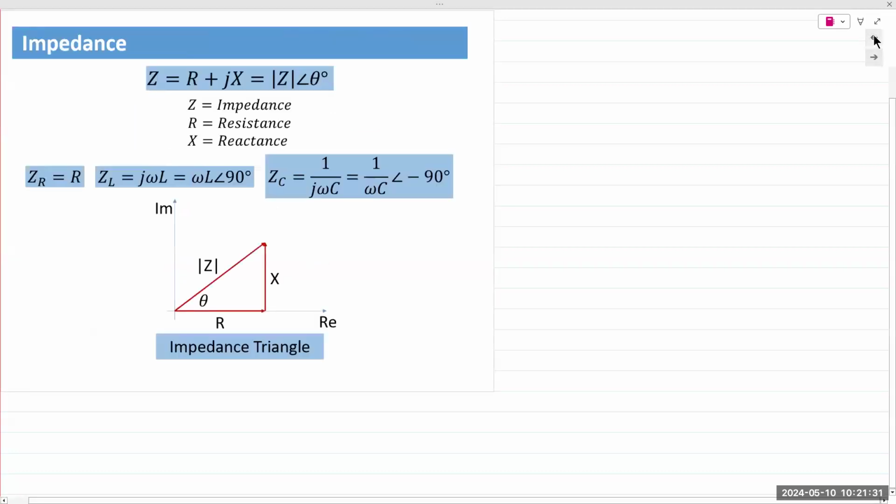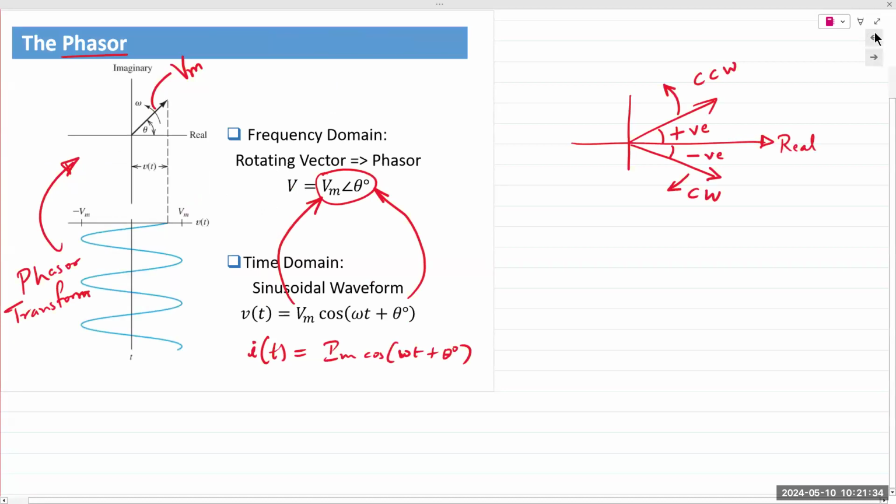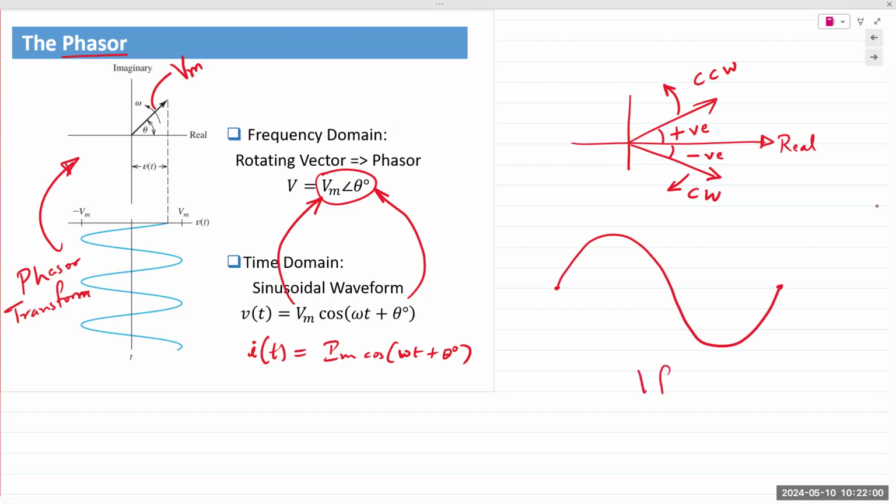So let's go back to our slide. As I was saying, we take the time domain expression and transform it into the frequency domain. In the complex plane, we represent it as a vector. So now, what do we do with that? As I was saying, this is one full cycle, right? One full cycle is one circle.